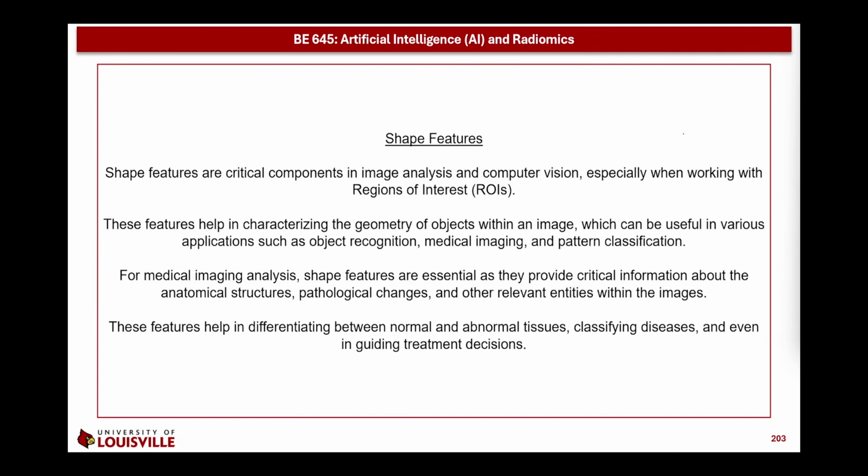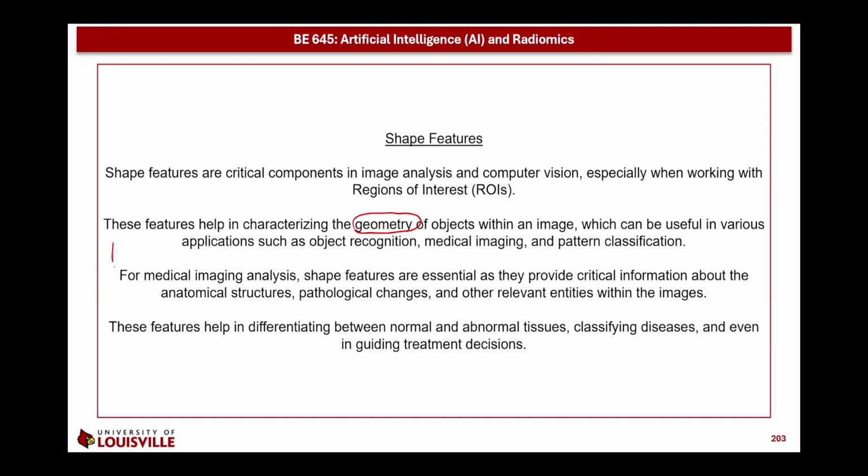Shape features help in characterizing the geometry of objects, which can be useful in various applications such as object detection and recognition, medical imaging, and pattern classification. So you can simply apply a classifier based only on the shape features and the geometry of the objects.